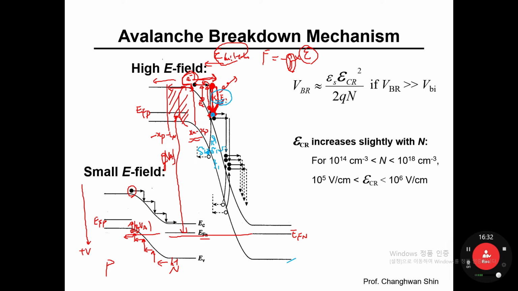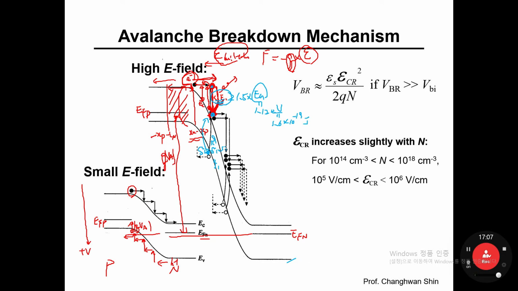How much kinetic energy should be lost to take the electrons away from the covalent bonds? Yeah, the rule of thumb is that the kinetic energy which was lost because of the scattering event in the depletion layer should be equal to or greater than 1.5 times the band gap energy. So the band gap energy of silicon is 1.12 electron volt. 1 electron volt is equal to 1.6 times 10 to the minus 19 joule.